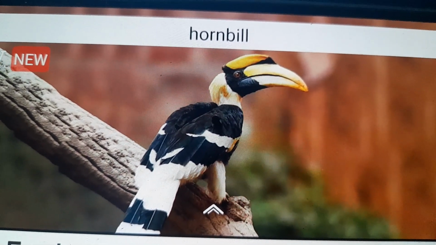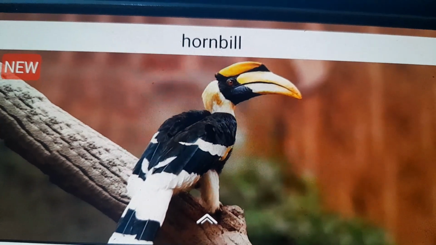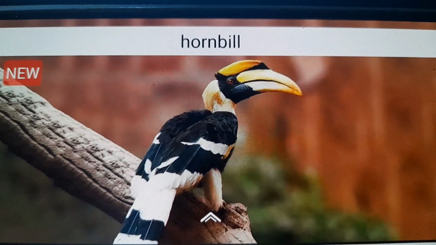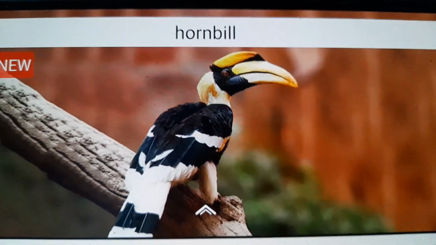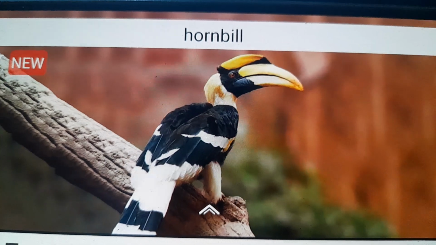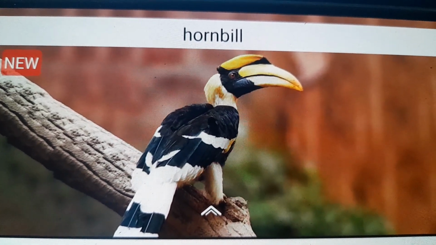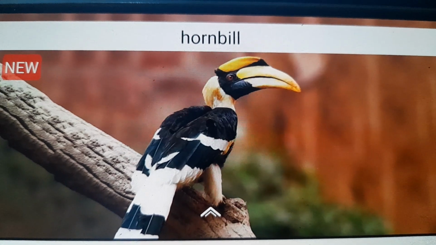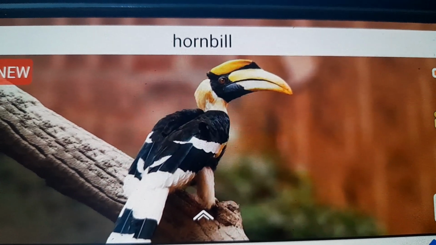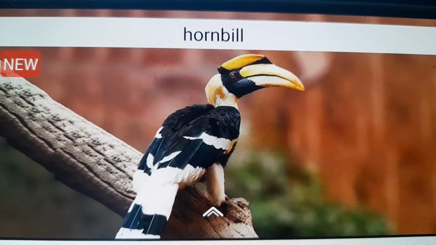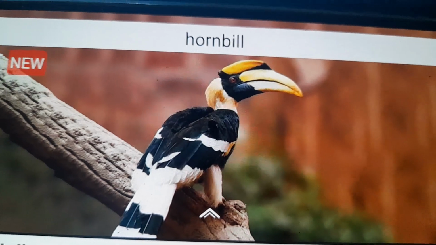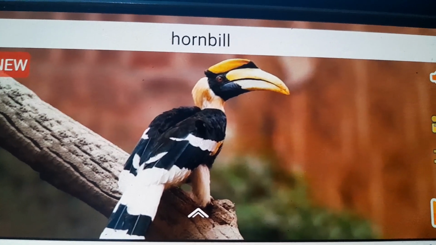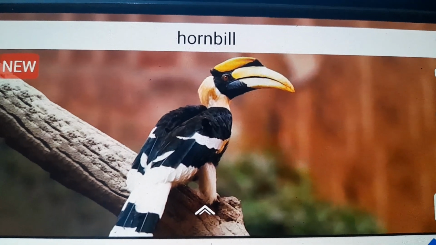Now, let's draw the raccoon's ears. Let's erase the extra lines. Now, let's draw the raccoon's body.